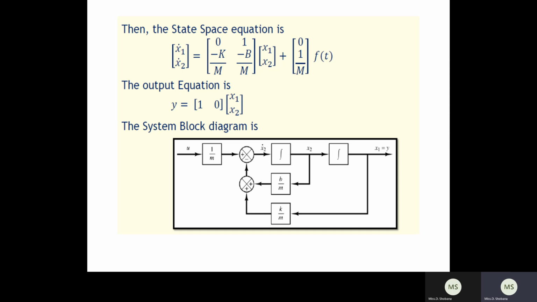Kirchhoff's voltage law says that sum of voltage rise is equal to sum of voltage drops. So voltage drops will be voltage across all the elements. So here voltage across the resistor will be R into i of t, L into di divided by dt, plus 1 divided by C into integral of i of t into dt. So from this, we are going to assign the state variables. Already I have told, the current through the inductor will be assigned as a state variable, and the voltage across the capacitor as the second, x2.